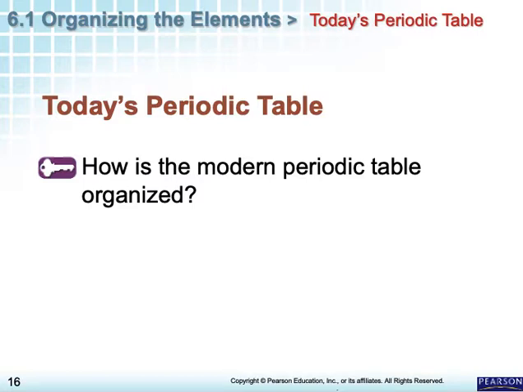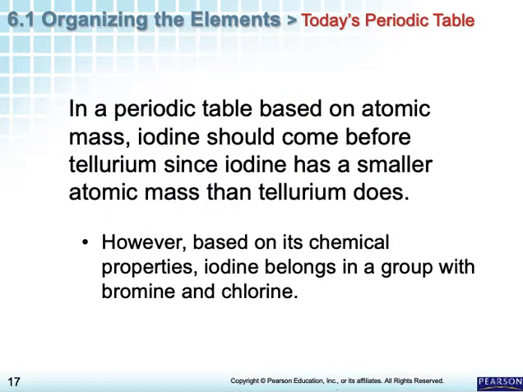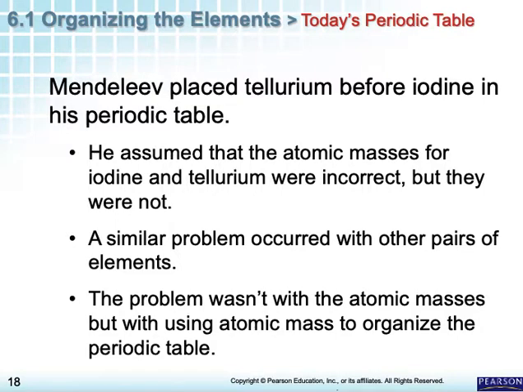So how's today's periodic table organized? Because we no longer use atomic mass. If the periodic table is based on atomic mass, iodine should have come before tellurium. Tellurium is heavier than iodine. However, if we put it there, the properties would not line up. And so iodine does belong with bromine and chlorine, but we can't use atomic mass for that.